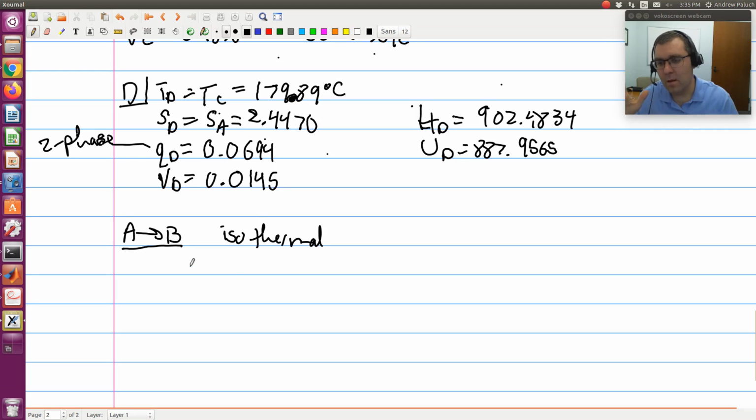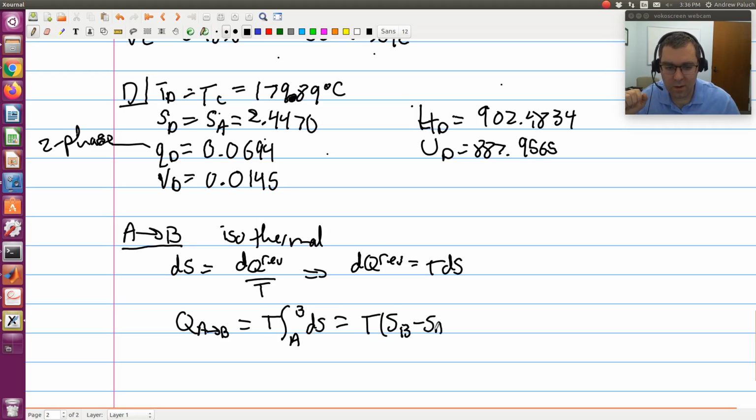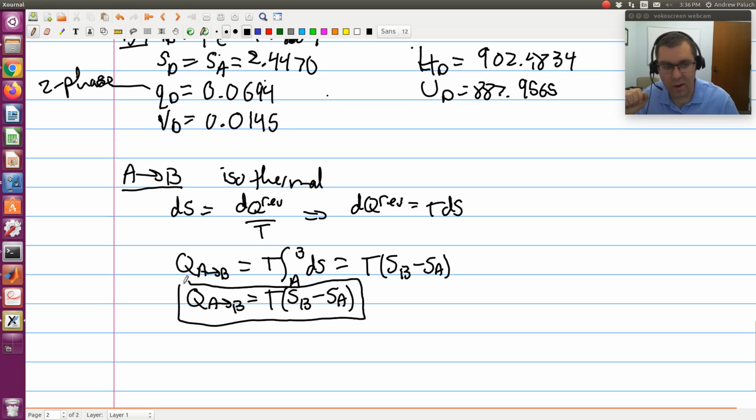So with that in mind, I know that ds is equal to dq reversible over T. So dq reversible is going to be equal to T ds. Okay, so Q reversible here would be a reversible heat exchange going from A to B. T's constant, so this could be T times the integral from A to B of ds, which becomes T times (SB minus SA). Okay, so I know that QAB is just going to be T times (SB minus SA), which is great because I have SB and I have SA. Okay, so that's Q.